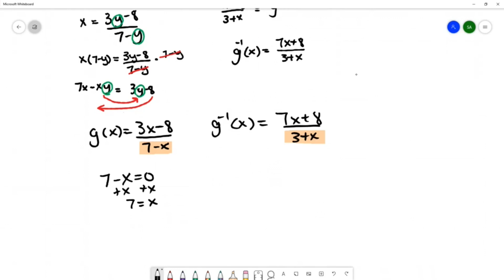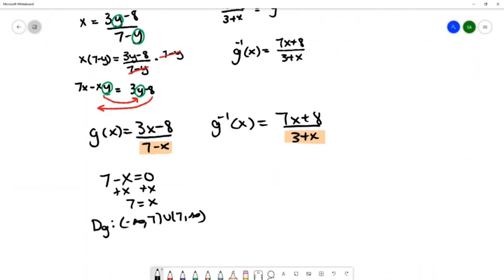So the domain will be all real numbers except for 7. So the domain of G will be negative infinity to 7, union with 7 to infinity. That's all real numbers except for 7.